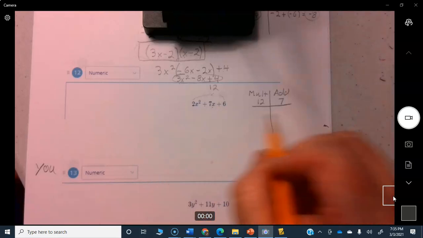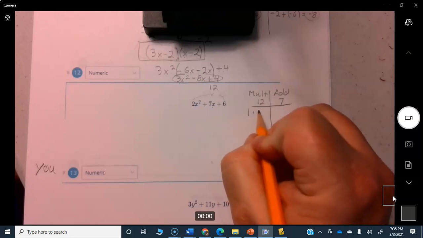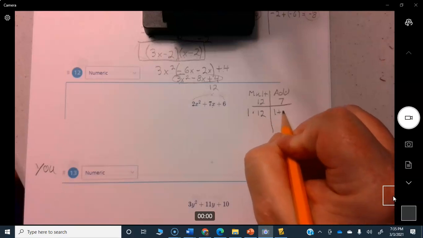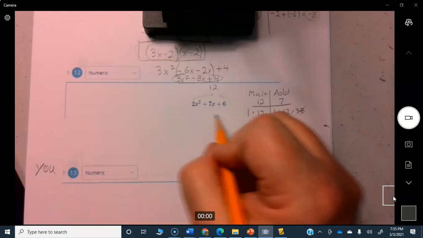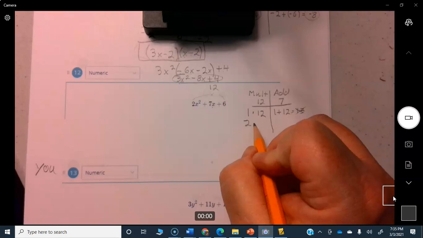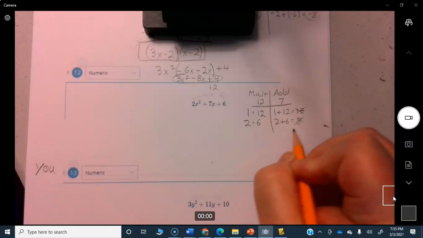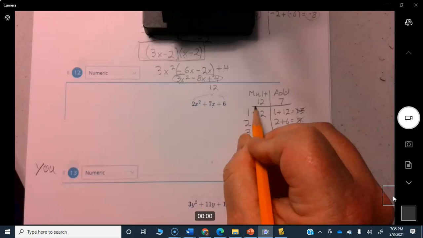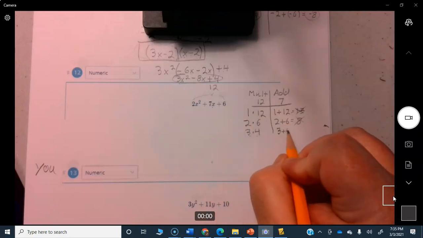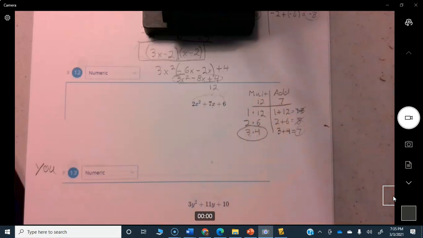Everything here is positive, so we know they're going to be positive numbers. So let's just start with the lowest possible number, 1. 1 times 12 equals 12, and 1 plus 12 equals 13. That's not what we're looking for. We're trying to get 7. Let's try 2. 2 times 6 equals 12, and 2 plus 6 equals 8. That's not what we're looking for. Let's try 3. 3 times 4 equals 12, and 3 plus 4 equals 7. That's what we're looking for. Means the two numbers we're looking for are 3 and 4.